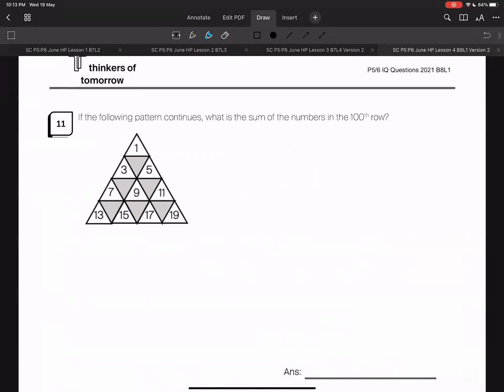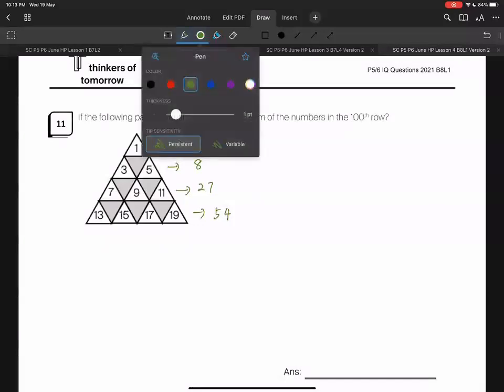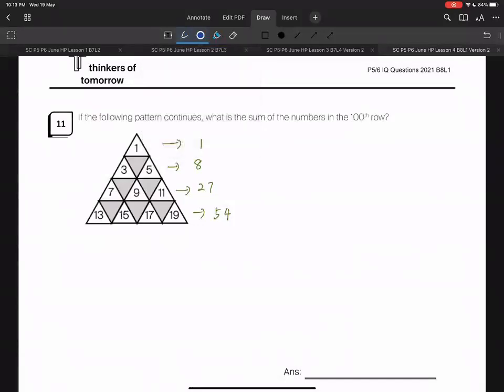If the following pattern continues, what is the sum of the numbers in the 100th row? Let's find the sum of the numbers in the first row, 1, second row, 8, third row, 7 plus 9 plus 11 will give us 27. The sum in the fourth row will give us 54. If you could see, they are all cube numbers.